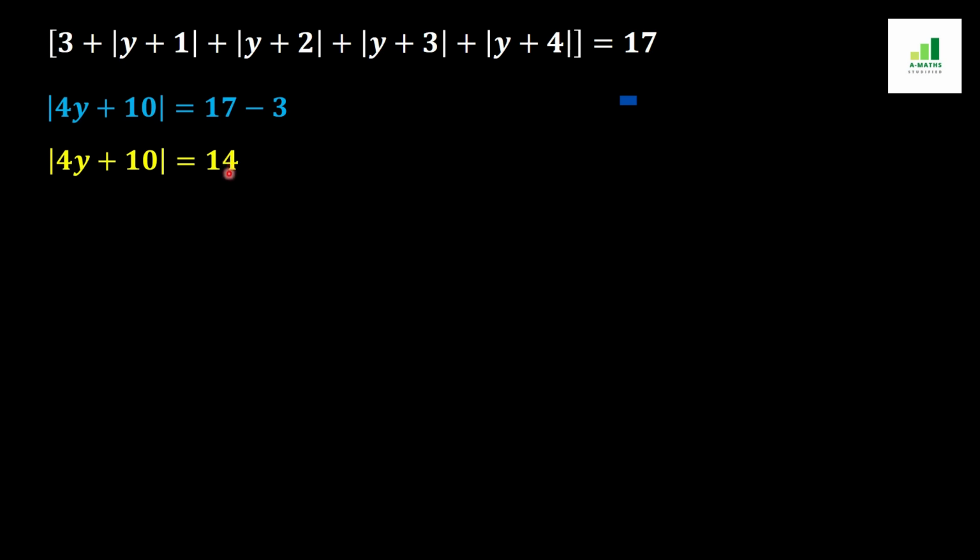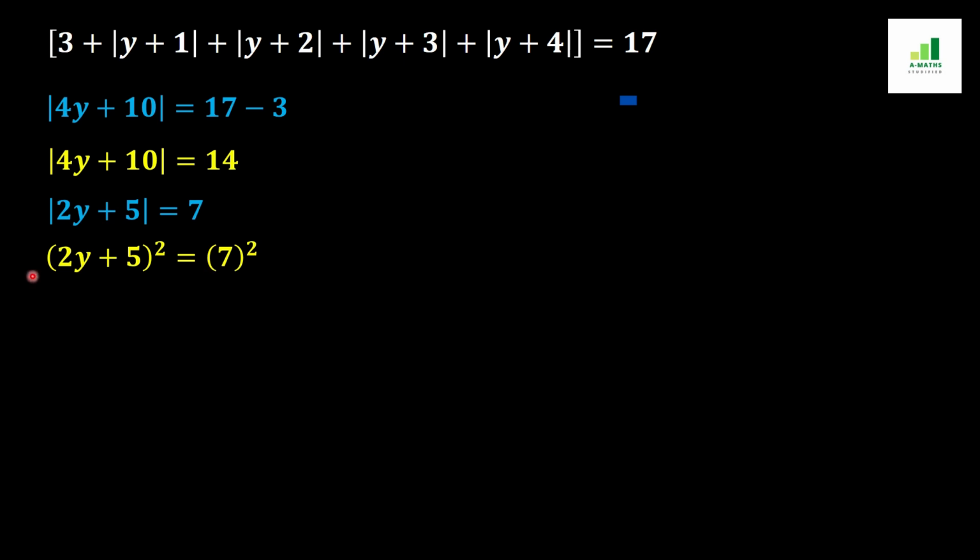Now in the next step we should divide both sides of the equation by 2 and we will get 2|2y + 5| equal to 7, because when this 4 is divided by 2 we get 2y, and when this 10 is divided by 2 we get 5, and when this 14 is divided by 2 we get 7.